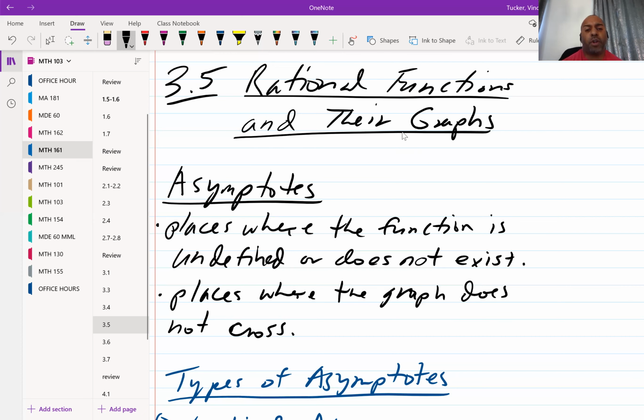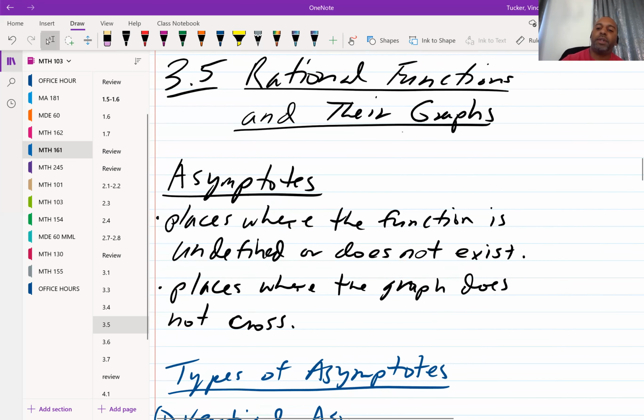So the first place we're going to start is what we call asymptotes. There's places where the function is undefined or does not exist, and there are also places where the graph does not cross. Anyway, the graph would actually curve down and you'll have this invisible line where the graph would never cross. So we're going to figure out where these asymptotes are.